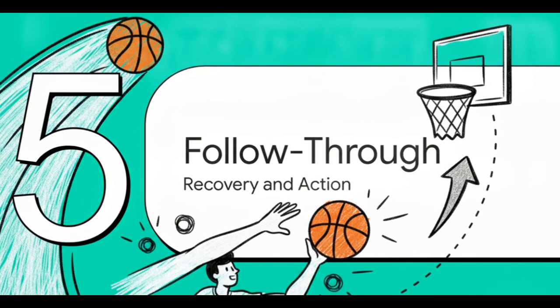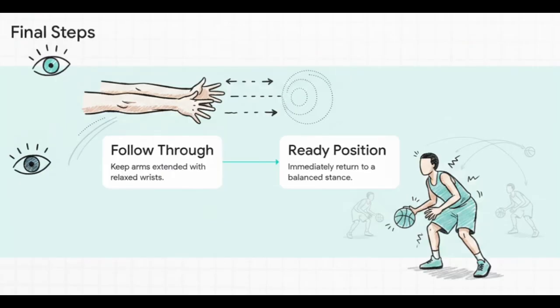Completing the cycle and returning to the action. The pass isn't over just because the ball has left the player's hands. Steps 8 and 9 close out our anatomy and get us right back into the live action. Step 8 is the follow-through. After the release, the arms must remain extended towards the receiver. The wrists stay relaxed, fingers pointing exactly at the target.